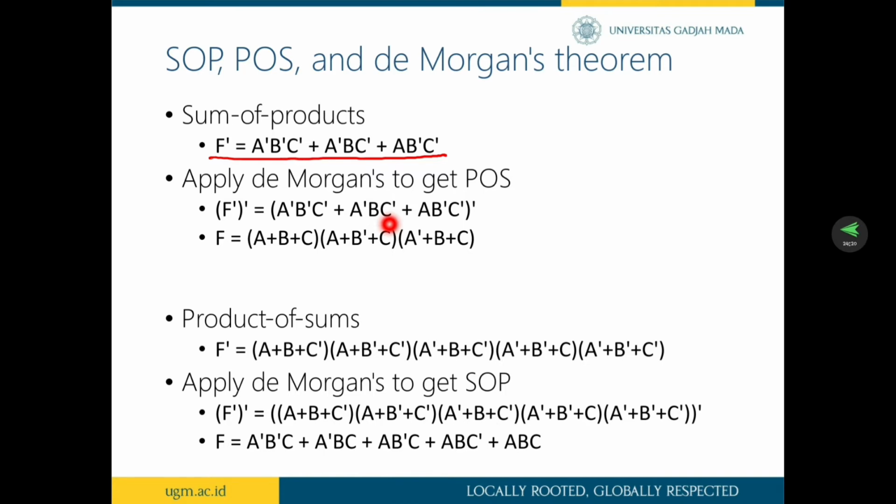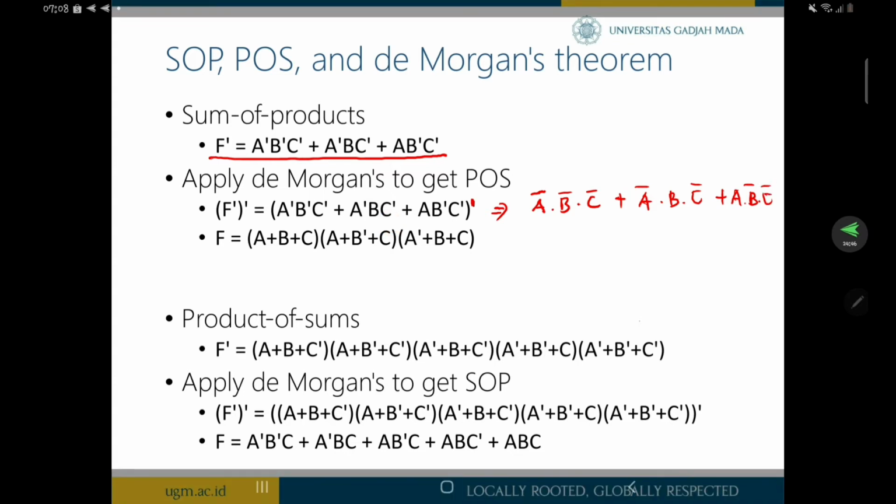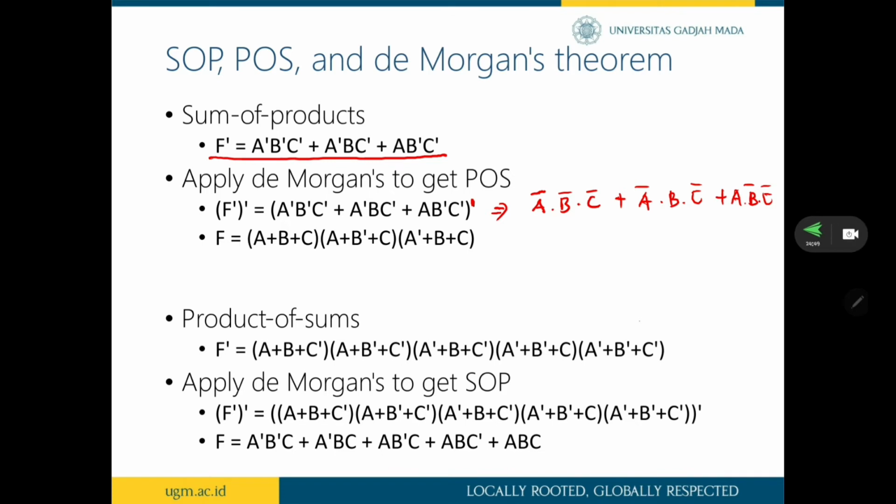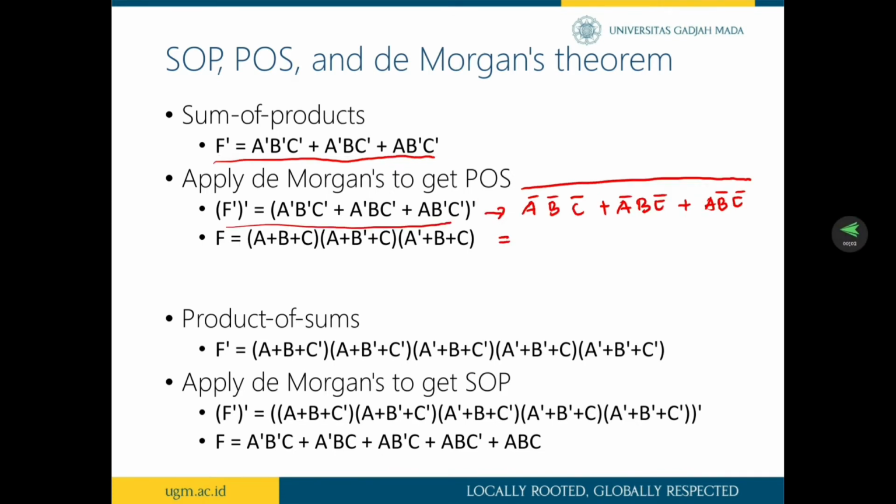So we do the complement, so we can write A' · B' · C' + A' · B · C' + A · B' · C', and we can write it as this. So apply De Morgan to get POS.